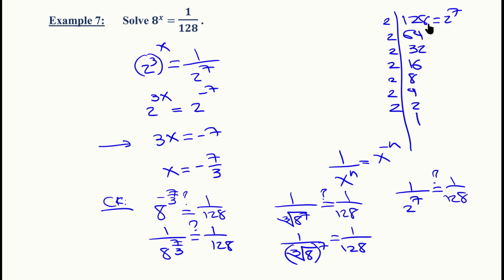Well, if you know this, we've already shown that 2 to the 7 is 128. So finally we get 1/128 equals 1/128. We no longer need a question mark because we have verified. We did need it over there.